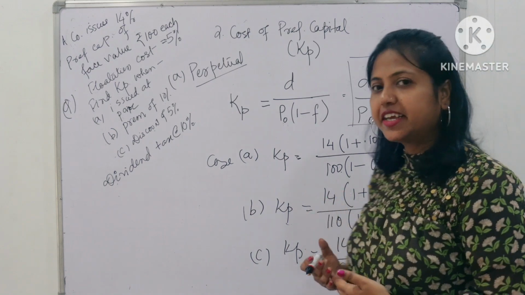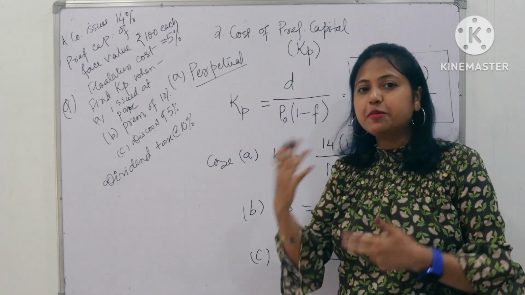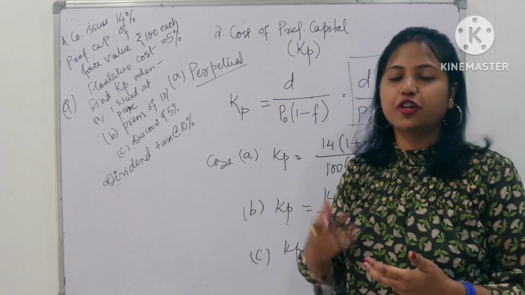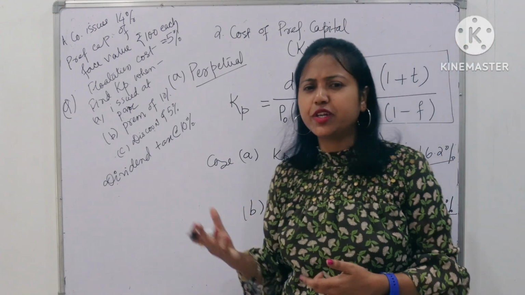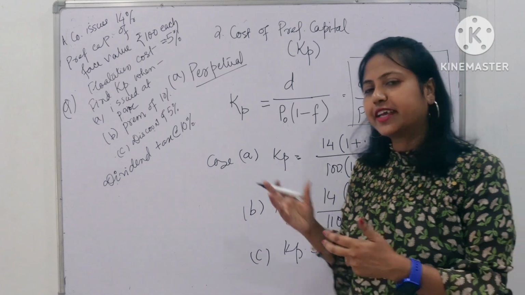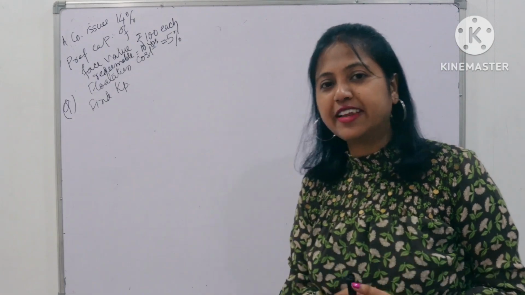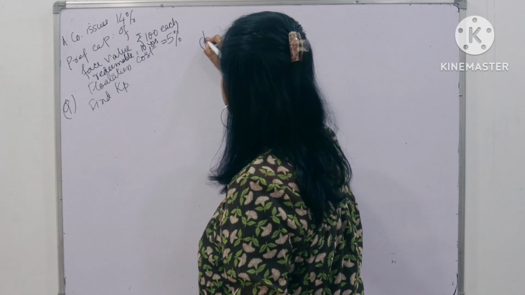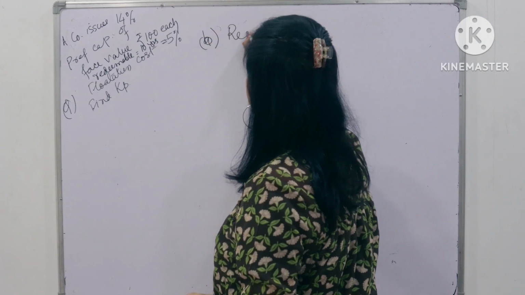Let's take up the second case, when the capital is redeemable. It is no longer perpetual, it is redeemed or repaid after a period of time. It is the same as the cost of debt with a little difference, but overall the calculations are the same. So friends, let's take up case 2, that is redeemable. Case B, that is redeemable preference capital.